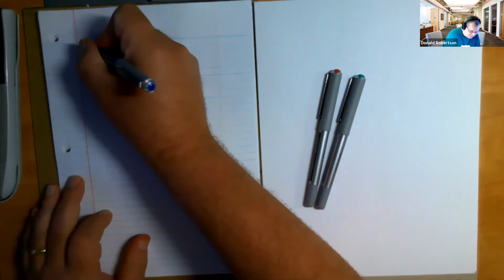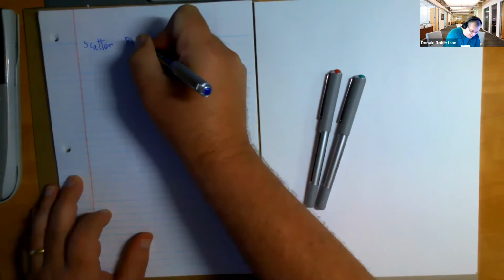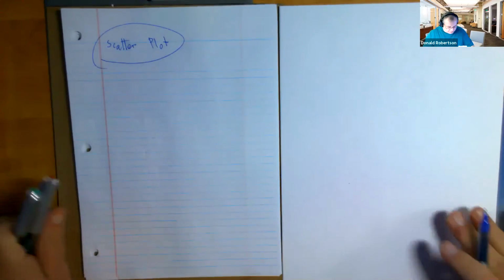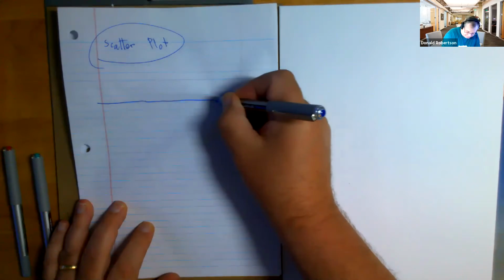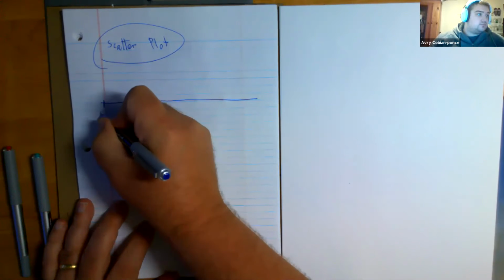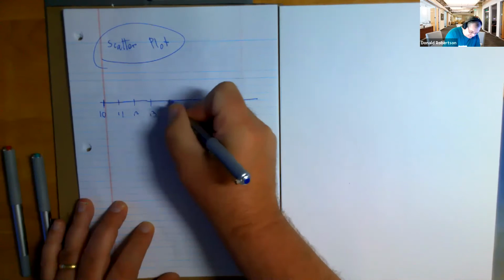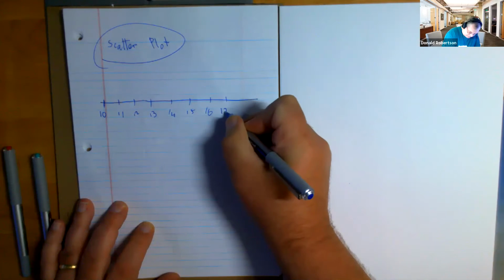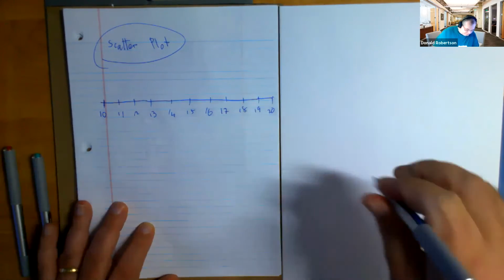That's fine. Okay, so what we're going to look at now is called a scatter plot. It's a way of representing information. Scatter plots are a lot easier to do, and I think probably a lot easier to understand. So imagine that you have a number line. I'm going to start at 10, and it's going to go 11, 12, 13, 14, 15, 16. Should finish at 20 if I do this right. 17, 18, almost 19, 20.